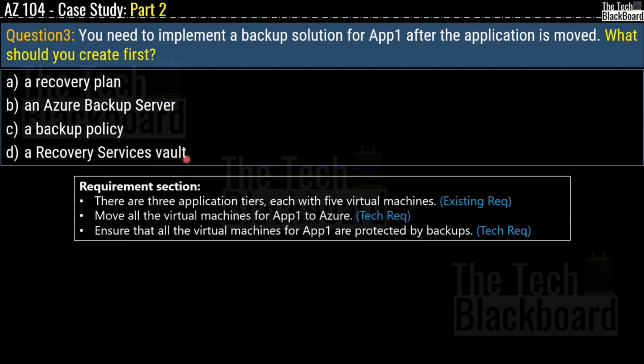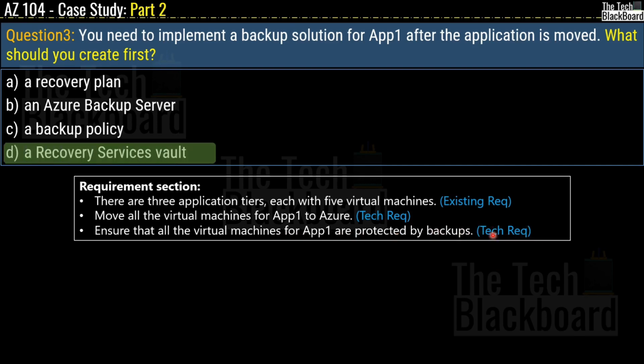Once again, let me tell you which requirement section are we going to fulfill with this question. So this question is actually mapped with 3 requirements. The first one is there are 3 application tiers, each with 5 virtual machines. Which requirement is that? This is coming from the existing requirement section. And then we have move all the virtual machines for app 1 to Azure. This is coming from technical requirement. And lastly, we have ensure that all the virtual machines for app 1 are protected by backup. And this is coming again from technical requirements.